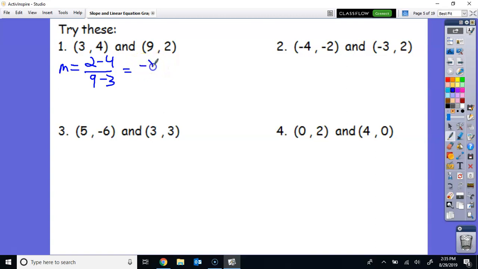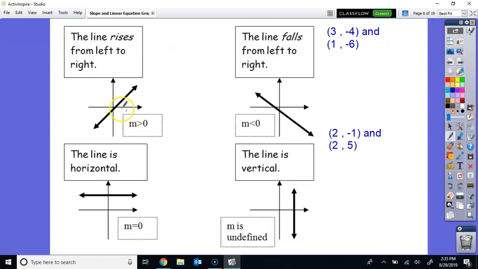2 minus 4 is negative 2. 9 minus 3 is 6. So this fraction reduces to negative 1/3, and you can use your calculator to help you do that if you need to, but it is down 1 over 3. The negative or positive tells me if the line is rising or falling. Some lines can go up from left to right, and some lines can go down from left to right.